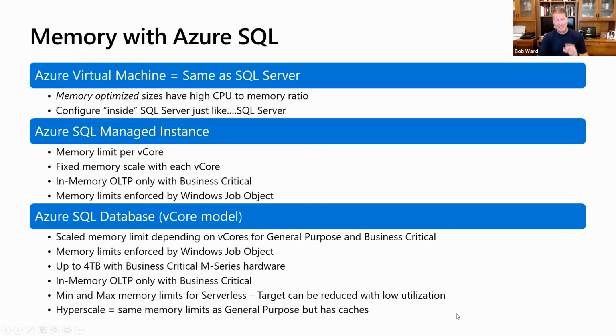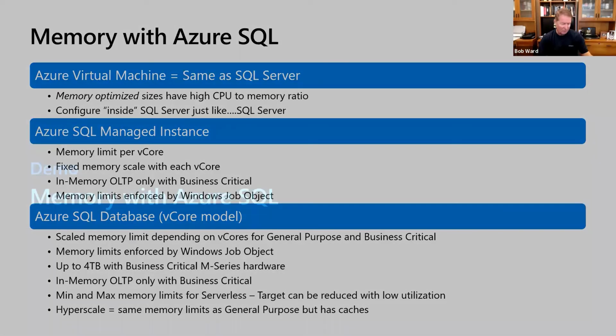Hyperscale has the same limits as general purpose, but don't forget that the architecture has caches. A resilient buffer pool extension exists as an SSD drive to extend the cache of SQL Server on your computes, which effectively extends the amount of memory you get with hyperscale.